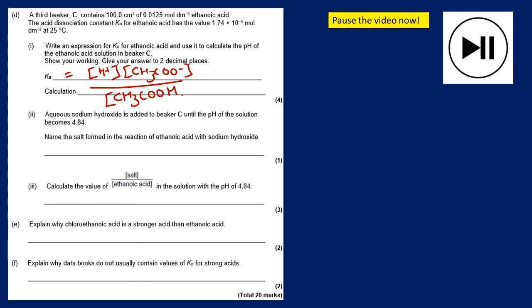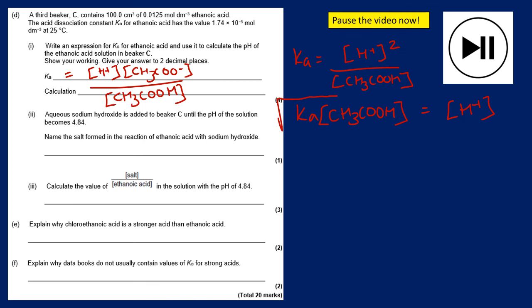Now, being asked to calculate the pH. So I'm going to rearrange this formula. The first trick we do though is we can use H plus squared over CH3COOH. And then Ka multiplied by the concentration of CH3COOH equals H plus squared. If I square root the left hand side, there we go. So H plus is equal to the square root of Ka multiplied by CH3COOH.